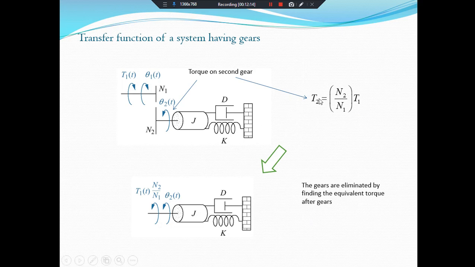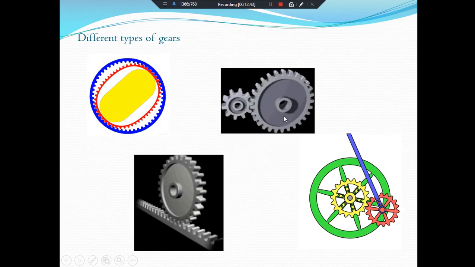So here it comes: T2 equals N2 by N1 into T1. So we modify this diagram in this form. Actually, we transferred this input torque to the output shaft, output rod or output. It appears here that when the input gear moves clockwise, the output gear will move in the opposite, anti-clockwise direction. Right? Look at this picture.